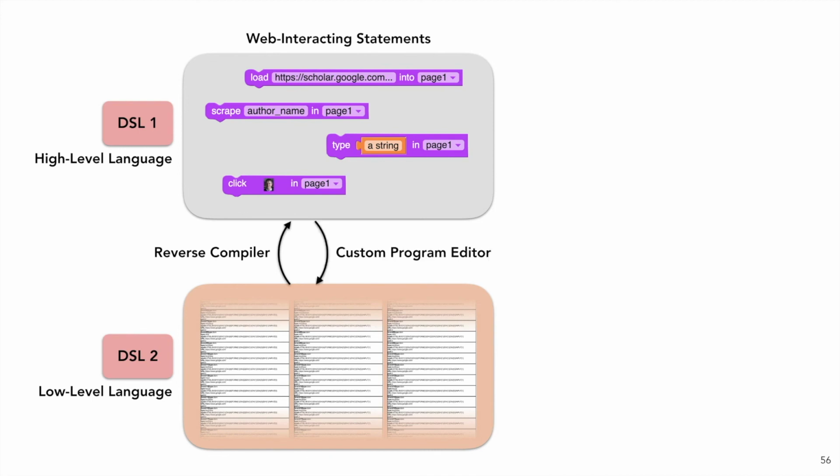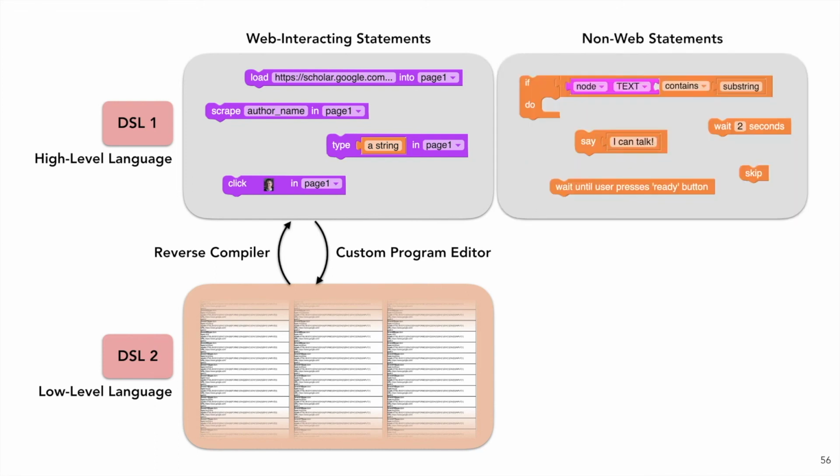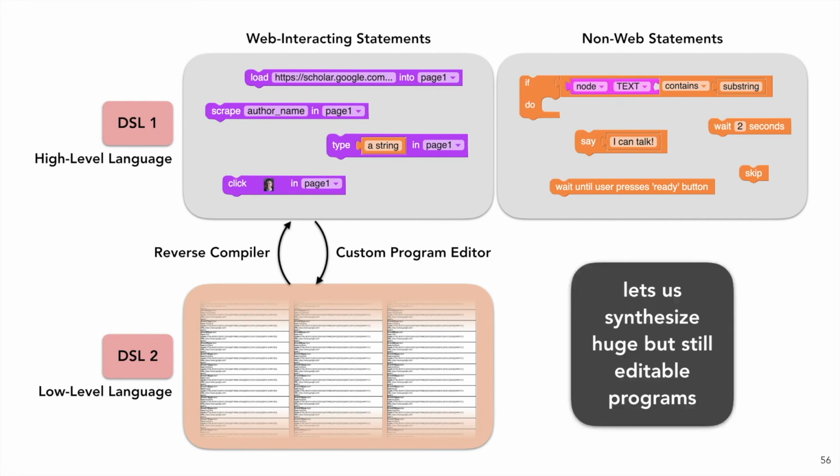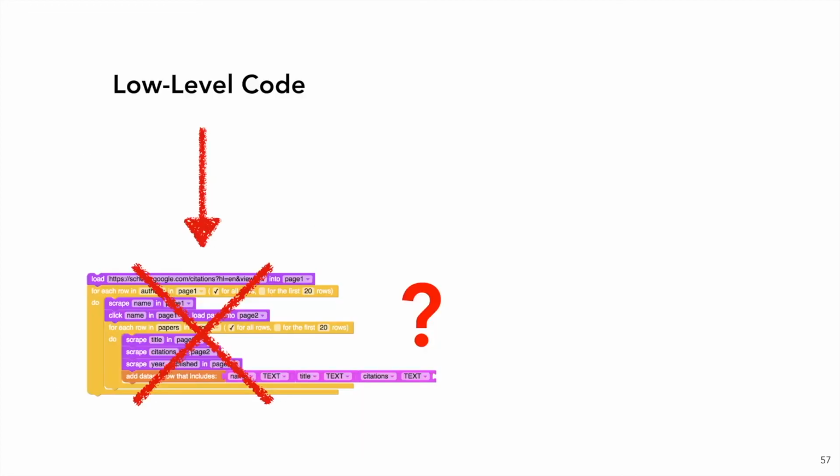And then based on the custom program editor that we have produced, all the changes that they're making can be mapped back down into the low-level language, which we actually need in order to do the replay on the web pages. And of course, some of our interactive statements are not actually interacting with the web, and so we don't actually need to map those back down. And so this lets us synthesize these huge but still ultimately editable programs. And so this is really exciting, right?